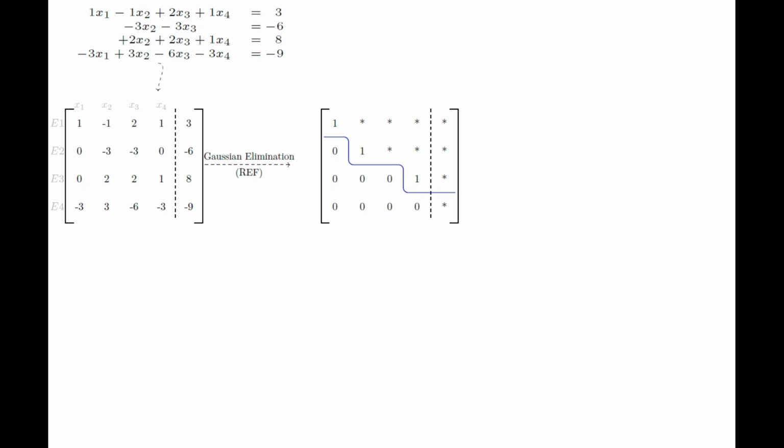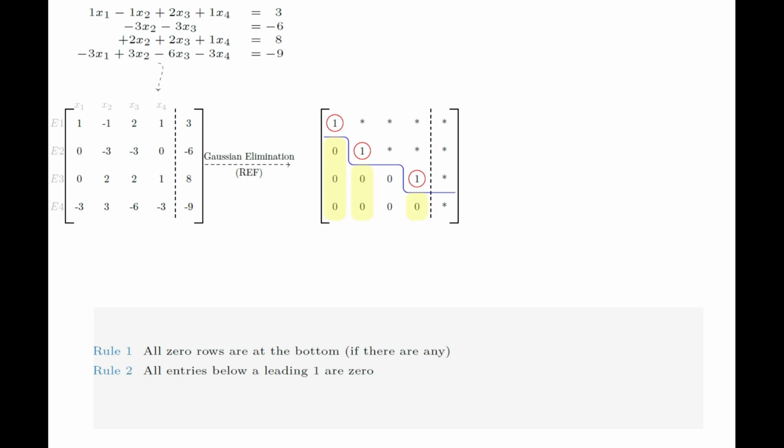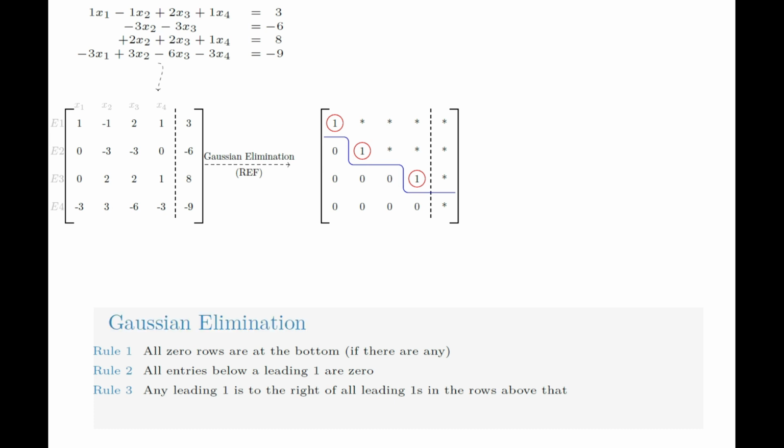And the 3 rules are these ones. The very first thing is that if you get any 0 row in the process of reducing the matrix, you should put the 0 row at the bottom using interchanging, okay? Now consider the leading ones, the ones that I circled. Rule number 2 says that we want all entries below a leading one to be 0. And the third rule says that any leading one should be to the right of the leading ones in the rows above. Now, if you follow these 3 rules, this is basically Gaussian elimination.